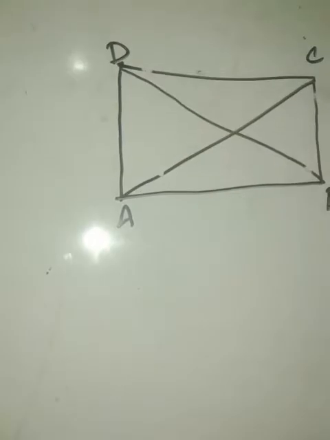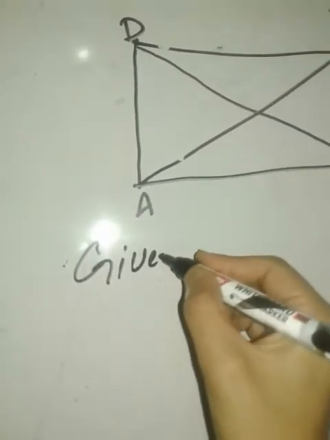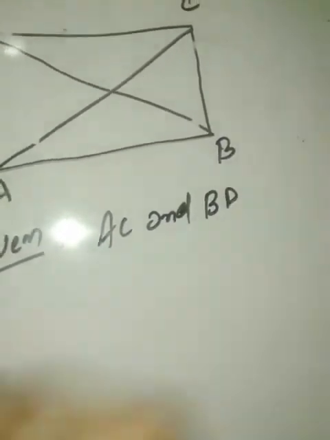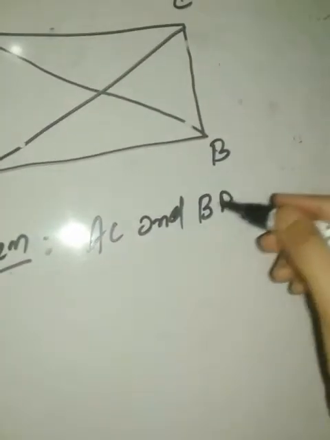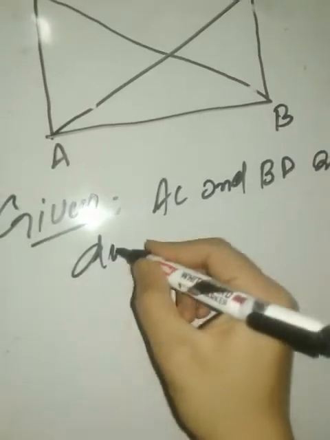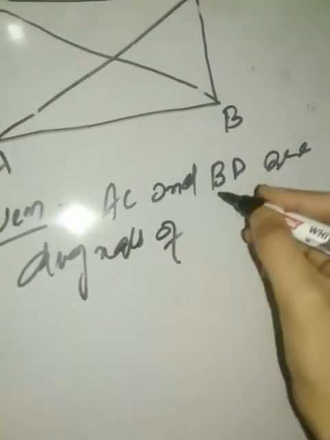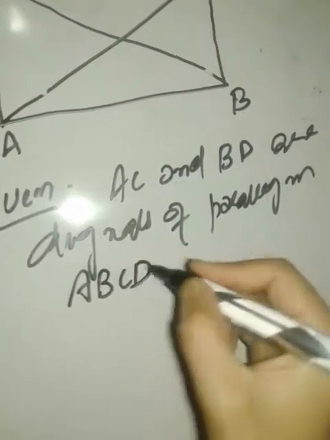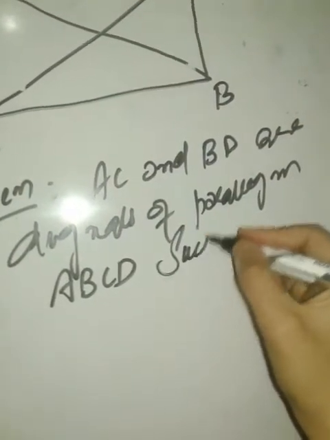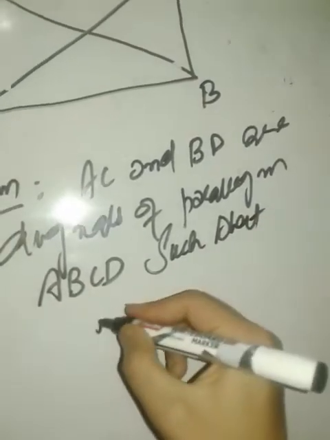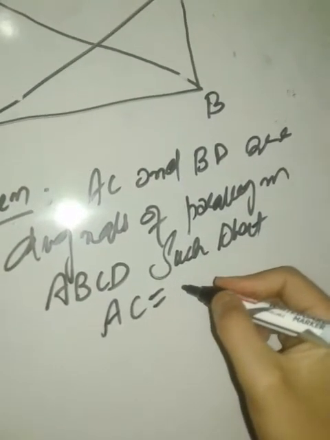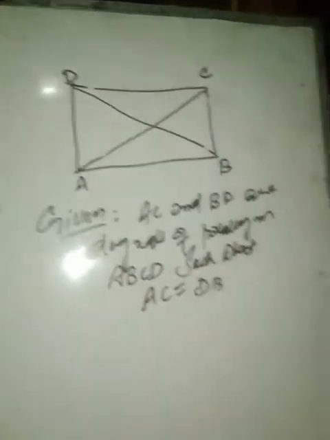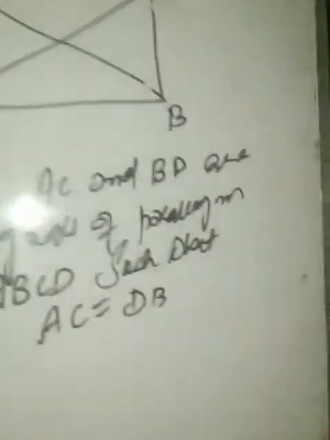First of all, what is given? You should know how to write the given. Given is, we will write AC and BD. The given should be written in one line. AC and BD are diagonals of parallelogram ABCD such that AC is equal to DB.